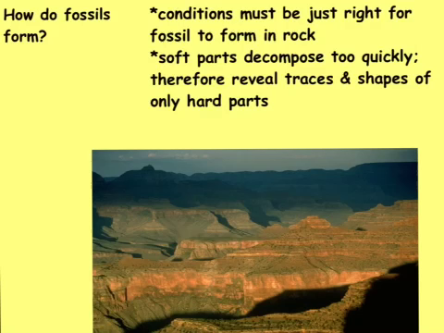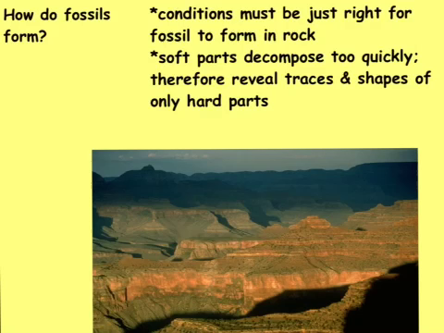So we know that we have fossils, but how do those fossils form? How does it go from a living creature to a stone that's showing us evidence that something happened in the past? Well, the conditions have to be just right in order for a fossil to form in rock. The soft parts, the skin and the hair and the muscles and the fat, all decompose too quickly. Therefore, they only reveal traces and shapes of the hard parts in the fossils.